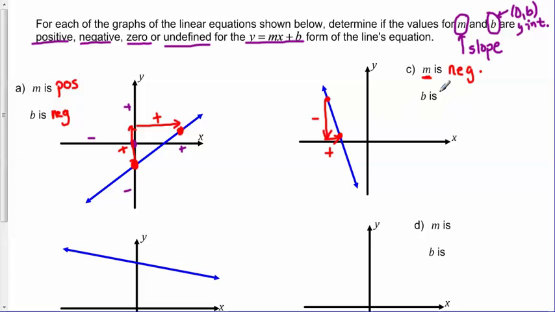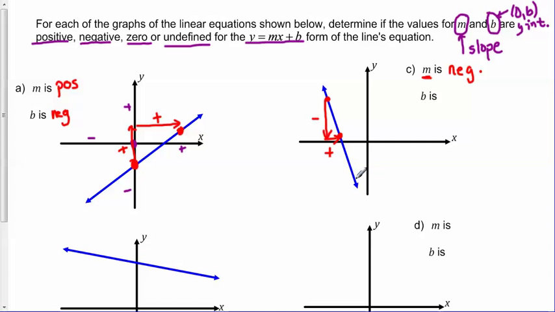Now, what about the y-intercept? Because remember, that's what the b value is. The b tells me about the y-intercept. And when I look at this line, I can see that it doesn't show where it's going to cross the y-axis. But we do know these are linear equations.